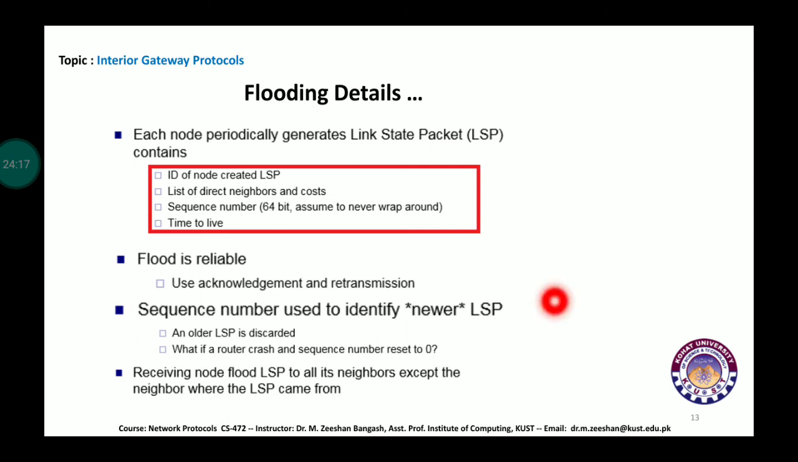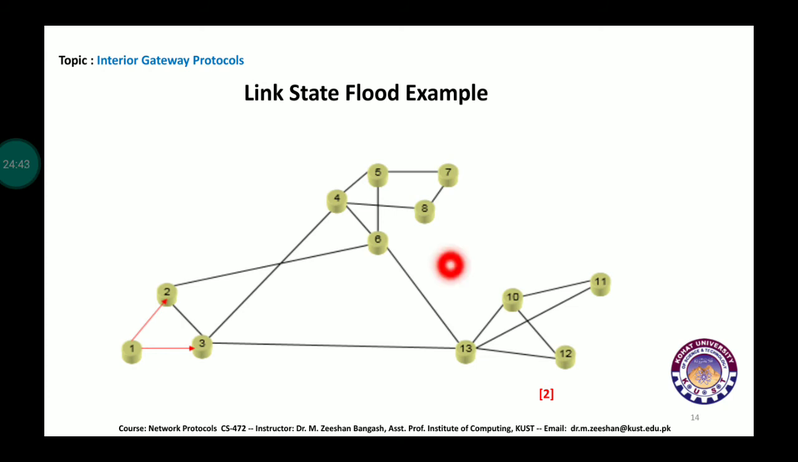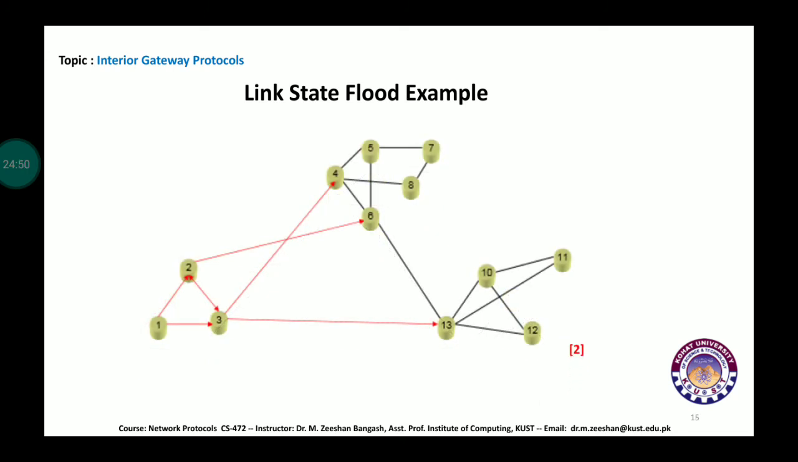The receiving node floods the LSP to all its neighbors, except the neighbor from which the LSP came. So this is the mechanism on which flooding works: the node receiving the LSP forwards it to all the neighbors except the node from which it received it. So let's consider this example of how flooding works. The information is communicated to the direct links, and from there this information is further communicated.